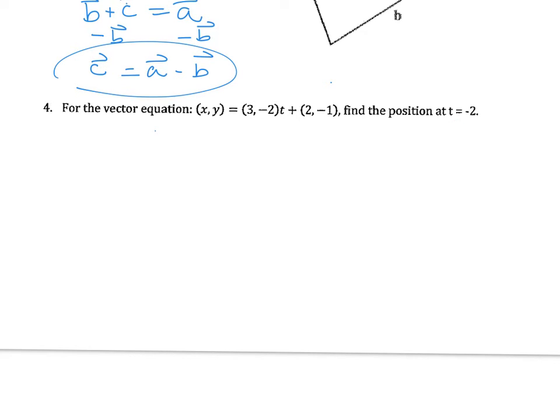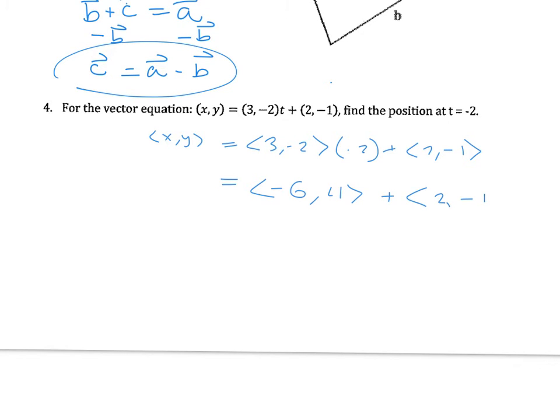So I can write this out exactly the same way, except when I get to t, I'm going to write negative 2. Now I've got a scalar multiplied by <3, -2>, so I'll evaluate that. Negative 2 times 3 is negative 6. Negative 2 times negative 2 is 4, plus <2, -1>, equals <-4, 3>. And that's my final answer.